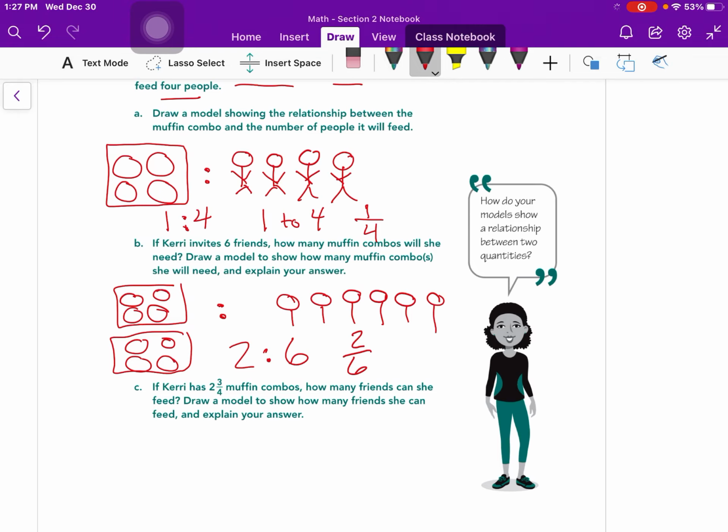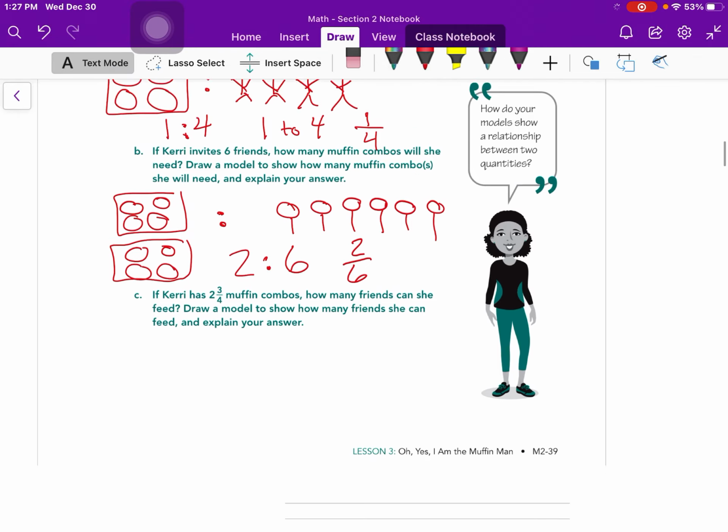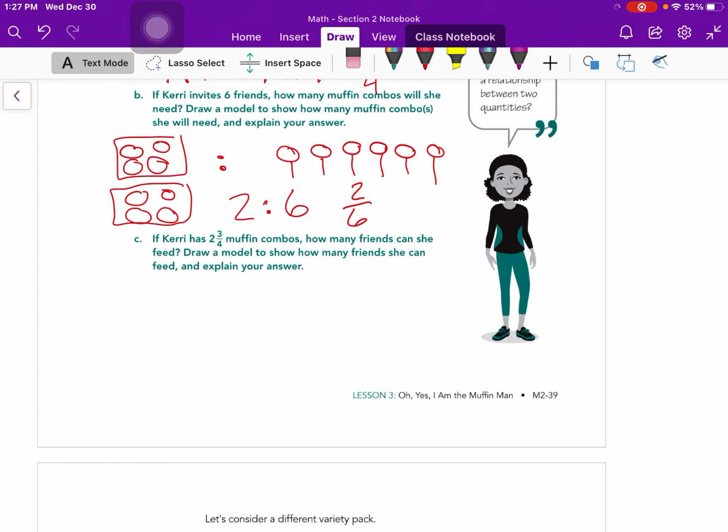Last one has a partial combo. Carrie must have got hungry. Carrie has 2 3/4 muffin combos. I'm not sure how you can have 3/4 of a muffin combo, unless you bought a pack and then maybe you ate one. Maybe that's what she did. So let's assume she has this.